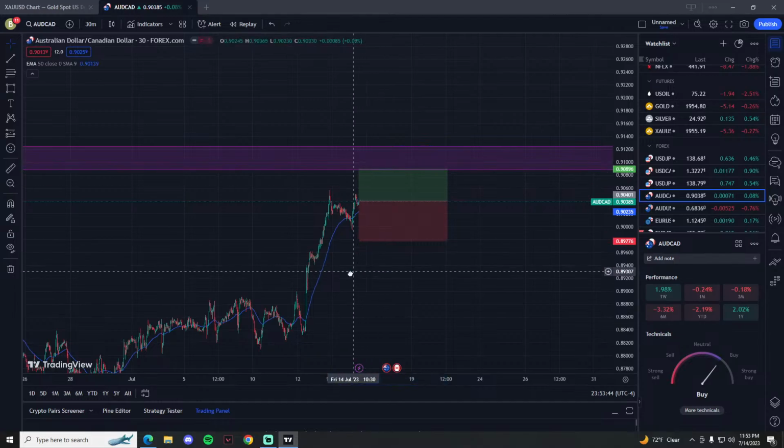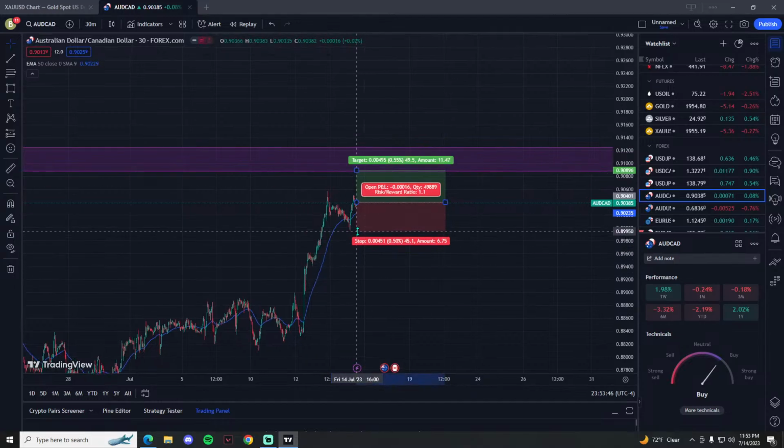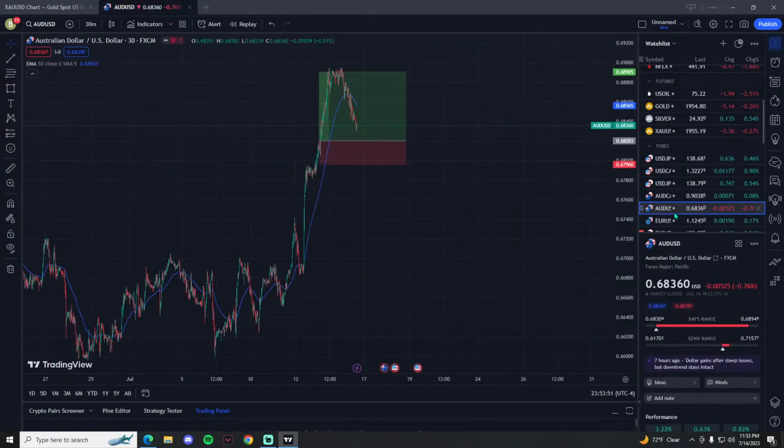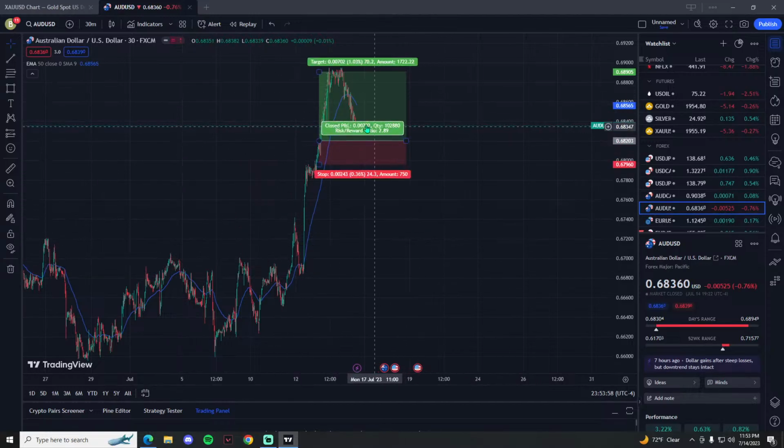Just take your profits, guys. Just take them. It's easy. Free money, 1-to-1. And I'd say even if all these trades you just trade with the trend 1-to-1, you'll win 70% of them, 80% of them. You'll make money.